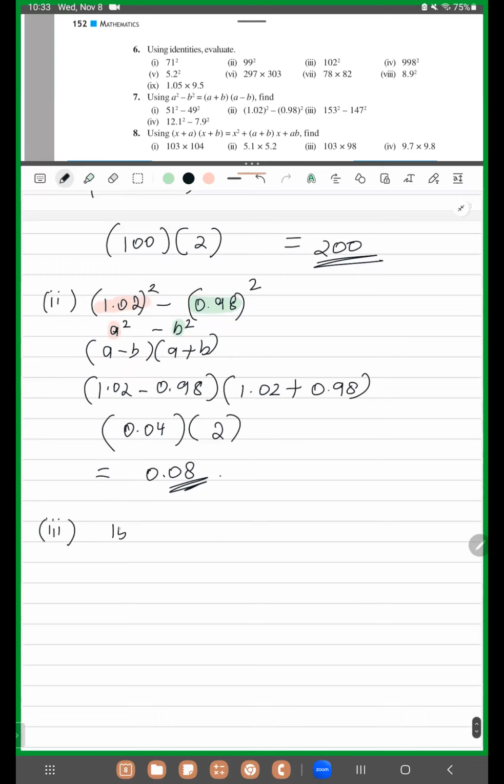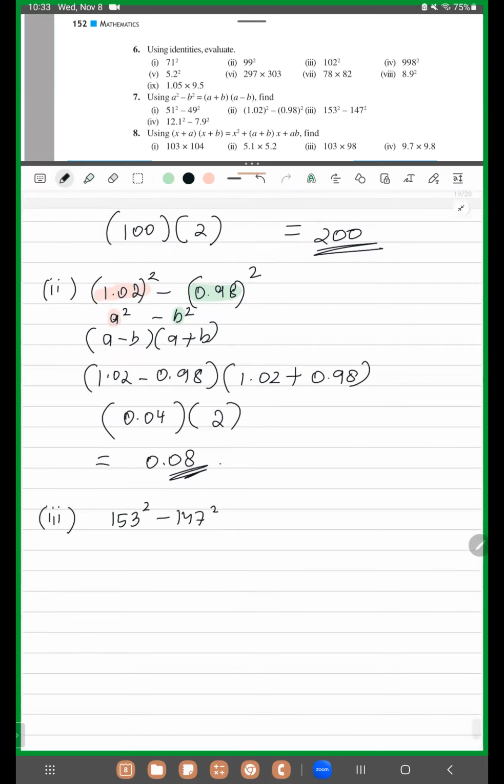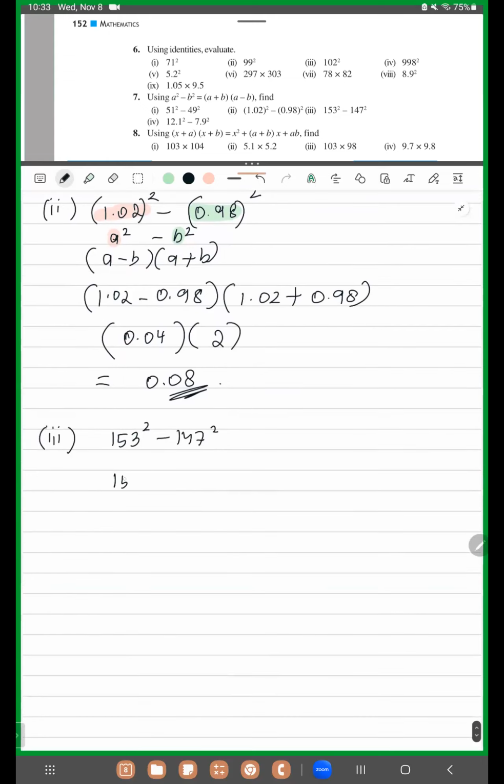Then next is 153 square minus 147 square. This can be written as 150 plus 3. Okay, don't do it like that. Just do it like this. This is a square minus b square, which is a plus b, a minus b.